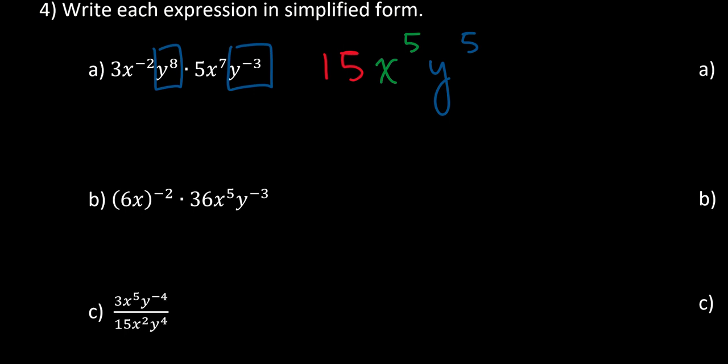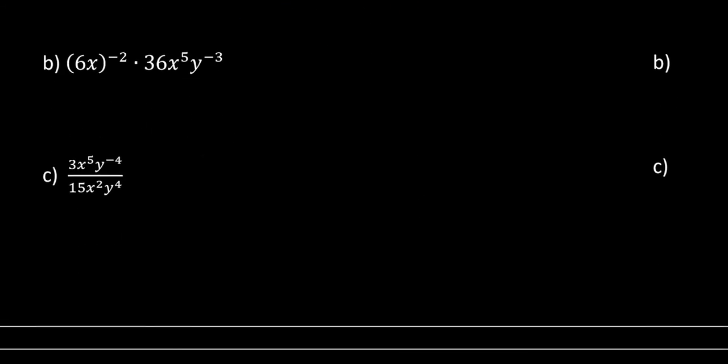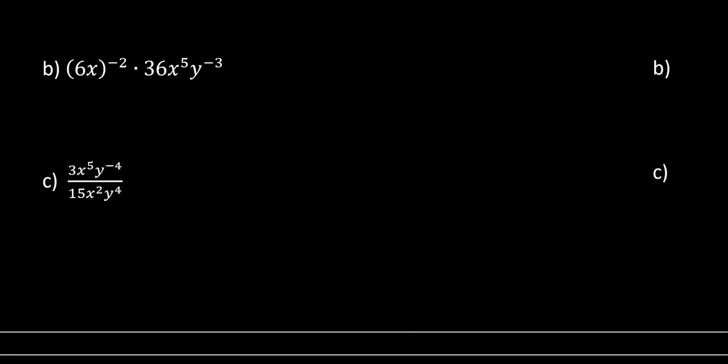Let's move on to B. In question B, this whole expression right here, this 6 times x, is being raised to the negative second power. So both of those are being raised to the negative second. So I want to go ahead and clear that negative exponent first, and actually I'll probably deal with this negative exponent at the same time.